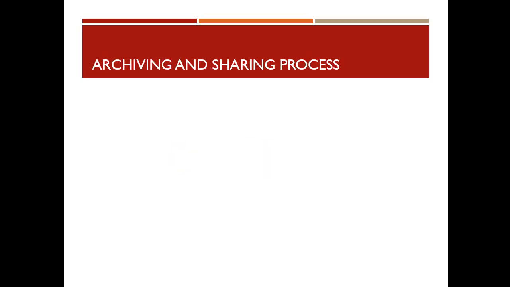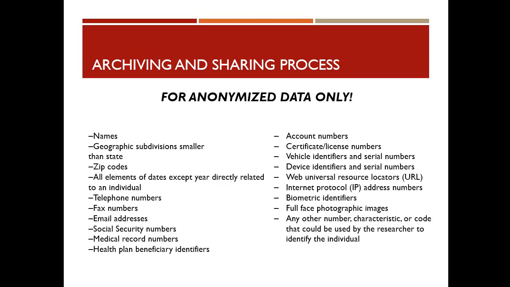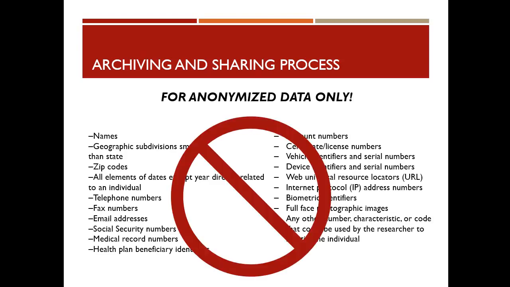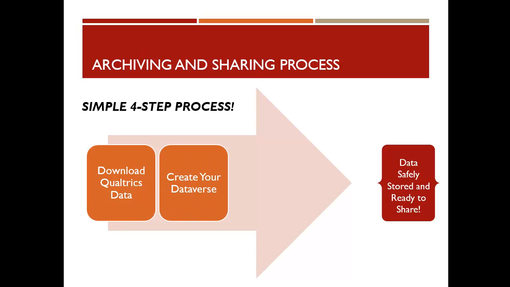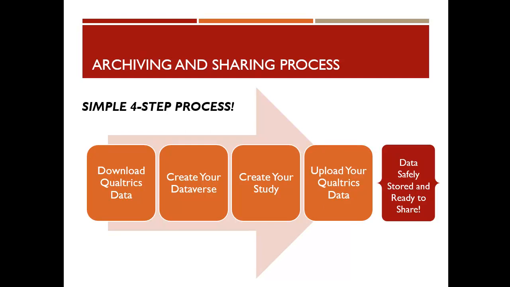I should note here that this process is for anonymized data only. If your Qualtrics data contain personal identifiers, you will need to remove them prior to uploading your data into the DVN. So placing your Qualtrics data in the Odum Institute's DVN for safekeeping and sharing involves a very simple 4-step process, involving first downloading your Qualtrics data, then creating your Dataverse, then creating your study, and finally uploading your Qualtrics data. Now I will go ahead and demonstrate this simple process within Qualtrics and the Odum Institute's DVN.